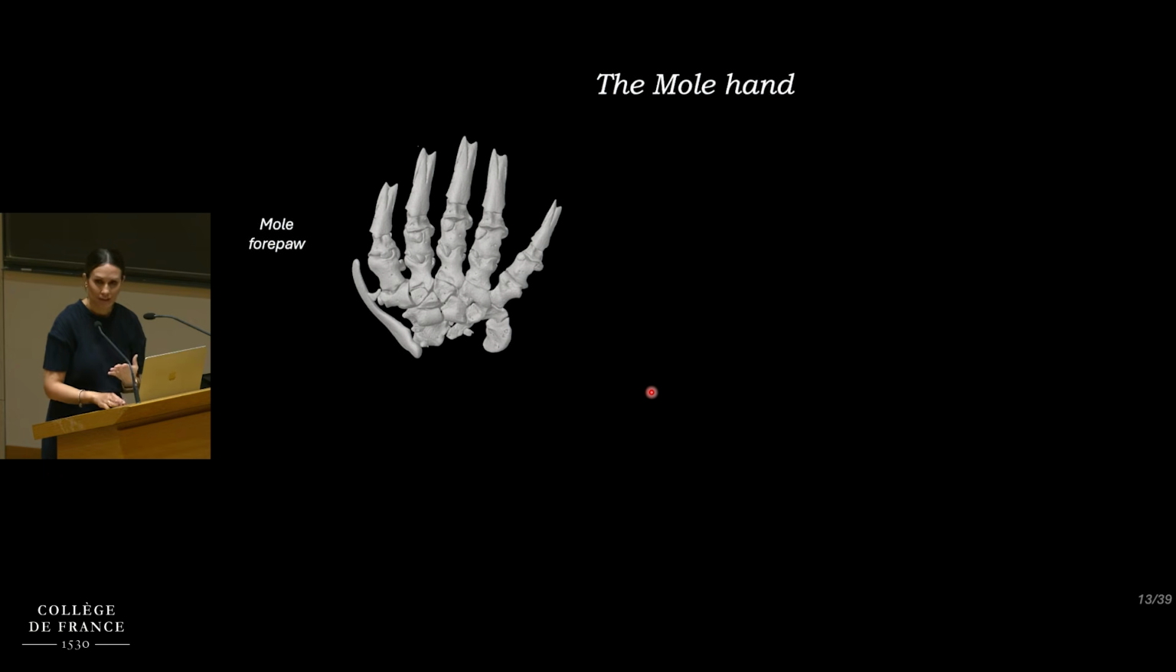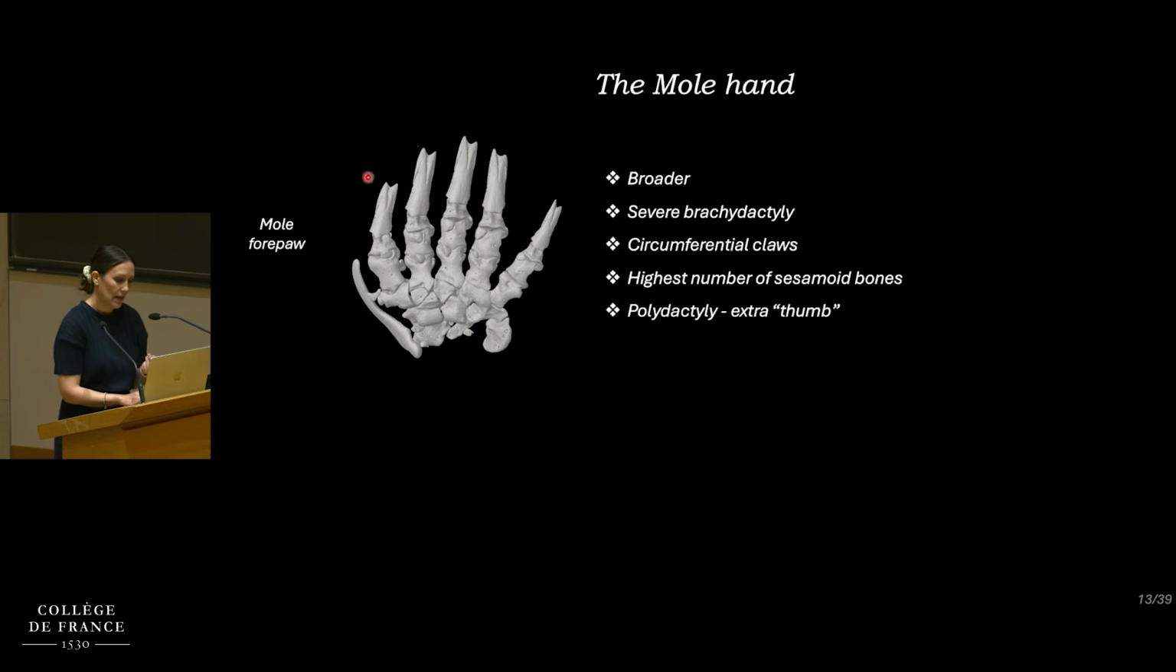And if we look at the hand, then we found even more striking phenotypes compared to the mouse. Like we could see that the hand itself is much broader. They suffer severe brachydactyly for the digits, for the phalanges, but also the metacarpals that are normally very long, and here they are very short and thick. And again, this is to give more robustness to the hand.